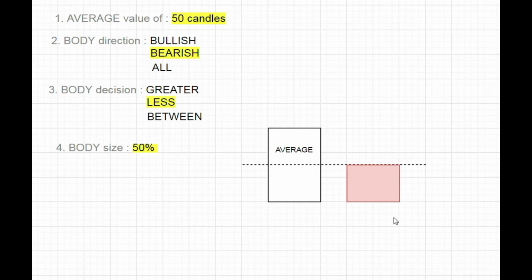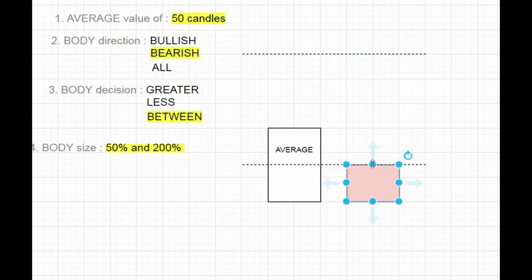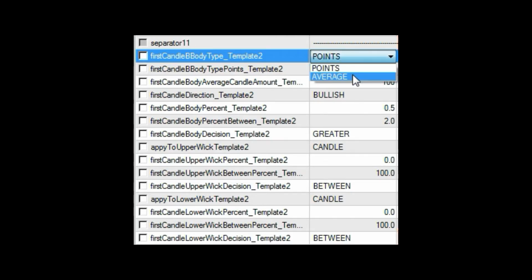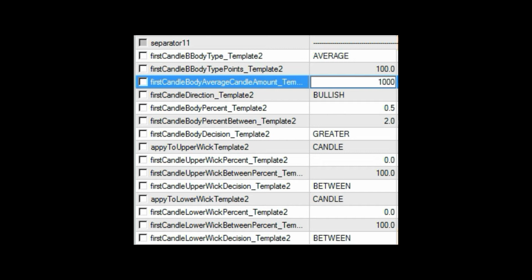After greater and less, we can take a look at the between option. Now we use two dotted lines for the value range. The upper line represents the edge of 200% of the average value and the lower line is equal to 50% of the average. The second option is average, which can be tied to all bodies and wicks. It can be inserted in the row below points.